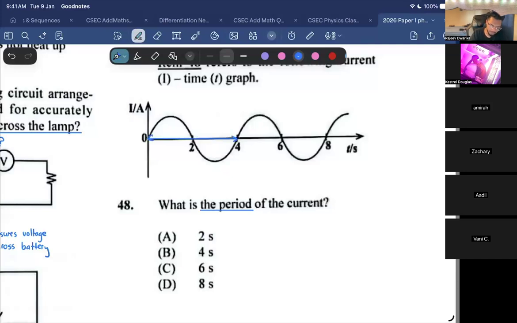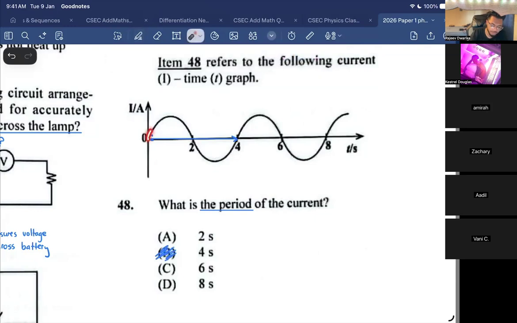So the answer for 48 is B. Because watch. Start from 0, you went up, made a crest. Then you went down, made a trough, you came back here. There's a full oscillation. So Kestrel was right. 48 is B, 4 seconds.